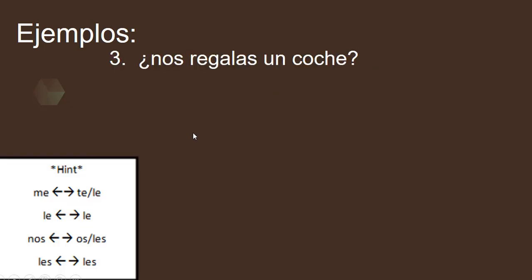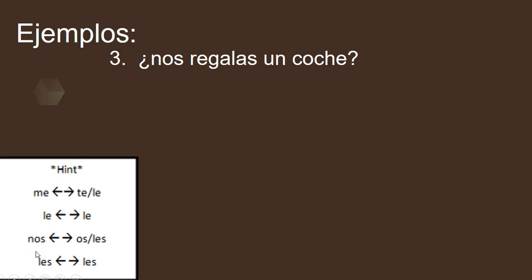Let's see, ¿nos regalas un coche? You gift, or you give us this as a gift. So this is the direct object, what you're gifting. This is the verb, and to whom? Do you give this car to us, a nosotros?